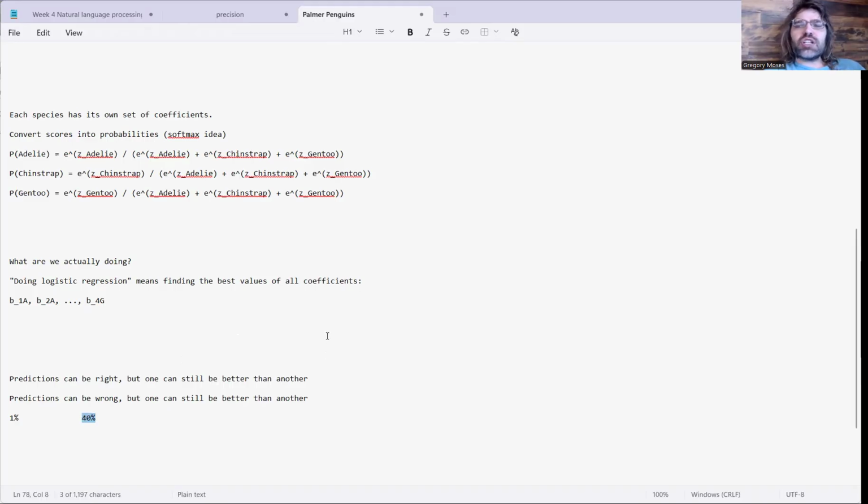So we're not literally just counting successes and failures. We're doing something a little more sophisticated. We're trying to be as right as possible, and when we're wrong, we're trying to be as less wrong as possible.